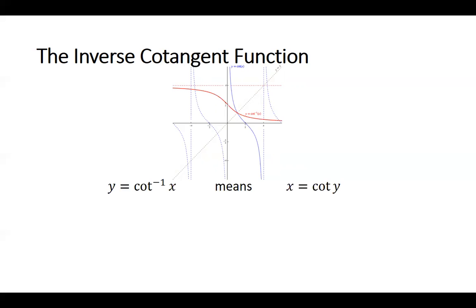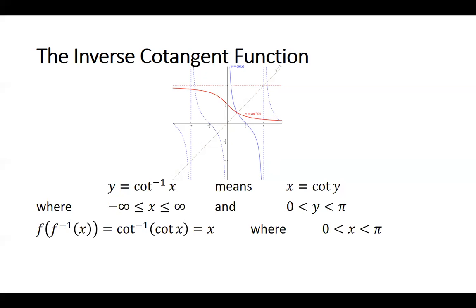So the inverse cotangent of x is equal to y. That means the same thing as x is equal to the cotangent of y, where x is from negative infinity to positive infinity and y is from 0 to pi. Notice that 0 and pi are not included because those are asymptotes.